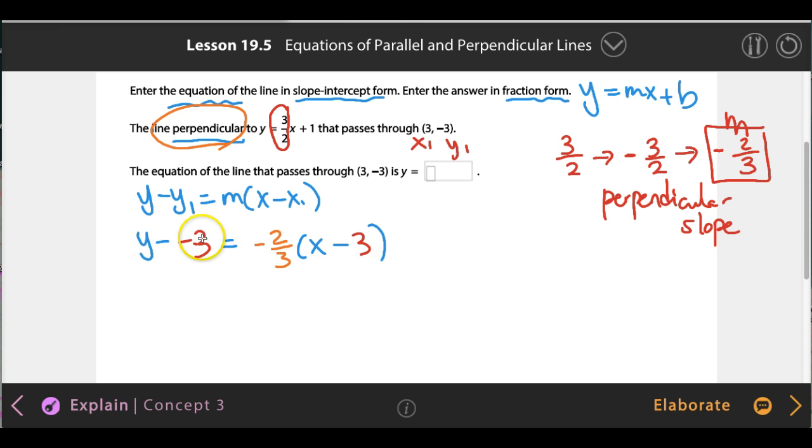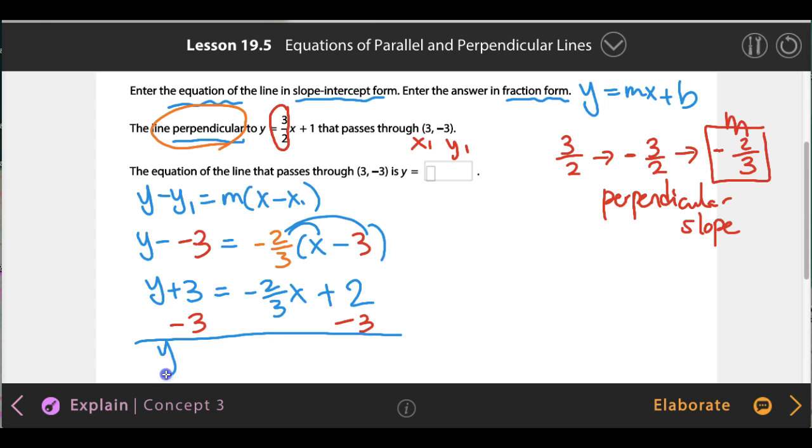So on this side, what do I have to do? Ooh, there's two negatives, which means I have to turn it into a positive. So y plus 3, and that equals, then on this side, let's distribute. Negative 2 over 3 times x is negative 2 over 3x, and then two negatives make a positive. When you multiply a whole number to a fraction, you go 3 times 2, which is 6, and then 6 divided by 3 is 2. Now, I gotta leave the y by itself, so obviously we need to subtract 3 from both sides. And now that's going to give me y equals negative 2 over 3x minus 1. And that would be my answer.